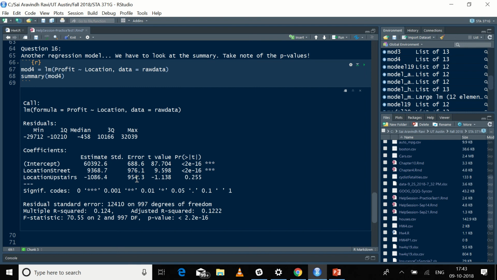If it's on the street, this goes to 0. You can still calculate the profit. If it's upstairs, this goes to 0, and you can still calculate the profit. But in this case upstairs is not a significant variable. They can also both be zeros, which means it's definitely in the basement, which means it's just the estimate of the intercept.